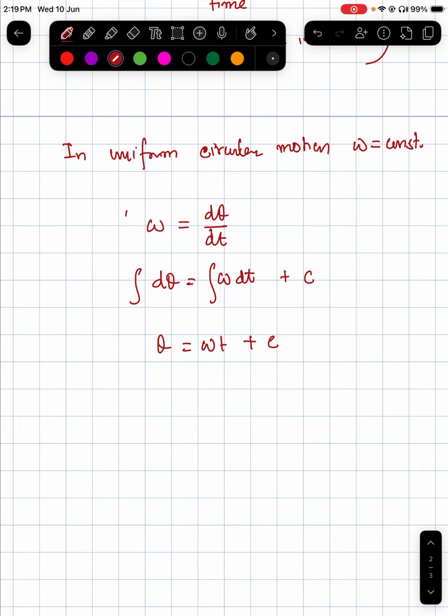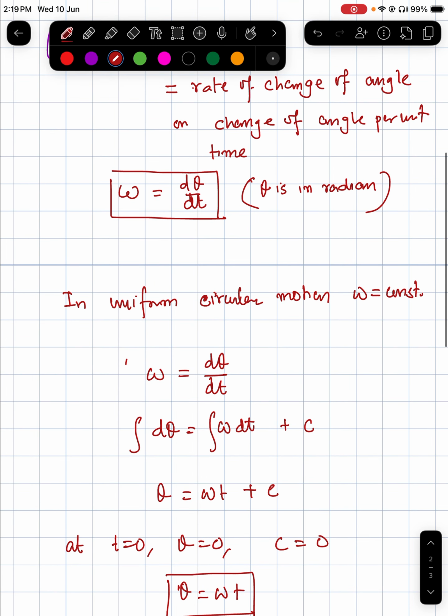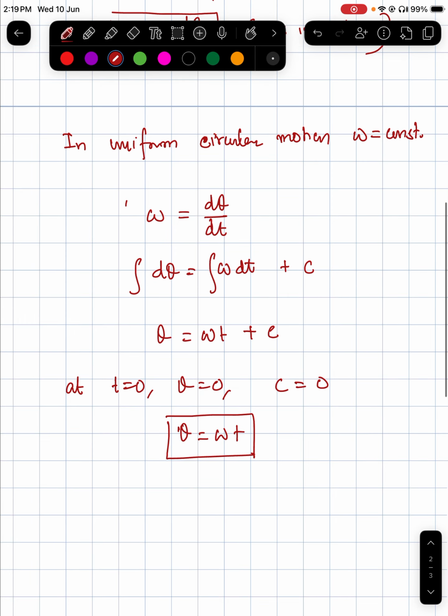So I have assumed the particle starts from rest. That means at t equal to 0, theta is taken to be 0, so c equal to 0. So theta is equal to omega t.